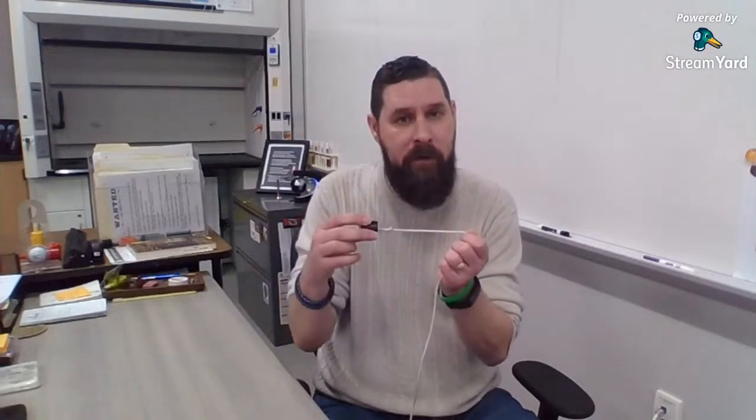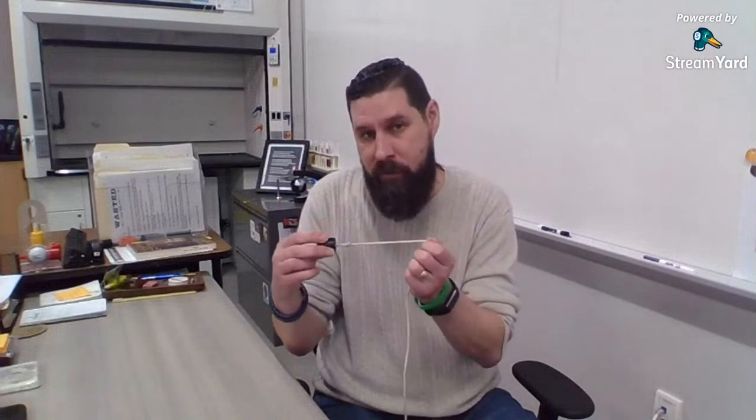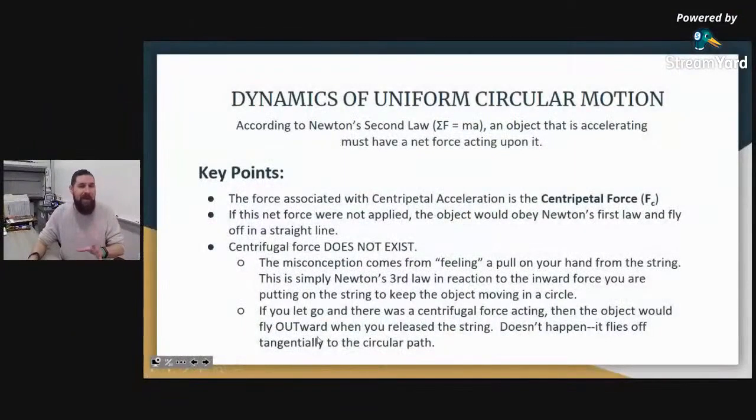It's either going to be your inertia that's pushing you out in that straight line, or it's going to be an action-reaction force between the force of your hand, keeping it in circular motion, and a tension force in the string. Okay? So hopefully that all makes sense. But the key point is this. There's no such thing as centrifugal force. There is only centripetal force, because that's the only acceleration that we have within circular motion, a centripetal acceleration.